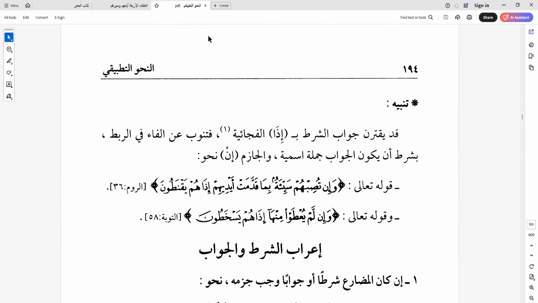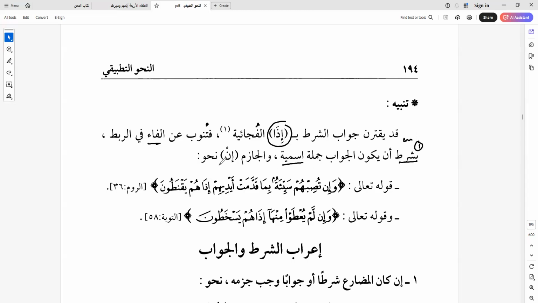So the writer is saying fatanubu, fatanubu, fatanubu. Then it will take the place of the fa. So if you use idha fujaiya, it takes the place of the what? Of the fa. All right? It takes the place of the fa في الربط. وبالشرط, on condition أن يكون الجواب الجملة اسمية. So this is the condition one.